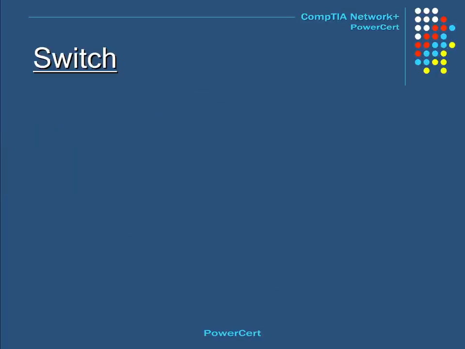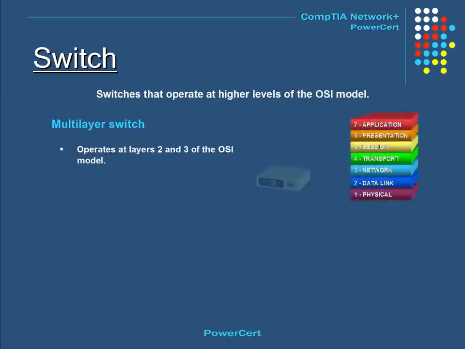Regular switches operate at layer 2 of the OSI model, and we'll talk about the OSI model in a later lesson. But there are other types of switches that operate at higher levels of the OSI model, and one of these is called a multi-layer switch. A multi-layer switch can operate at layer 2 and layer 3 of the OSI model. It's able to interpret layer 3 data similar to a router.